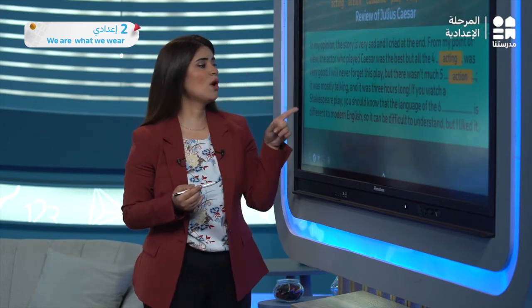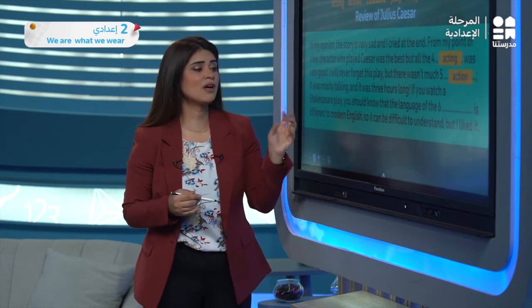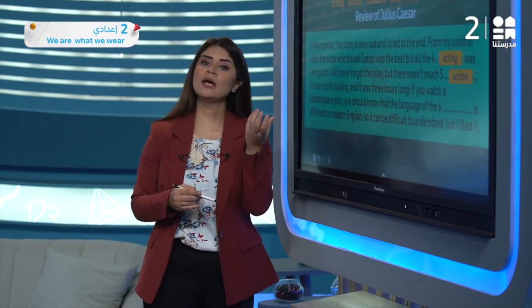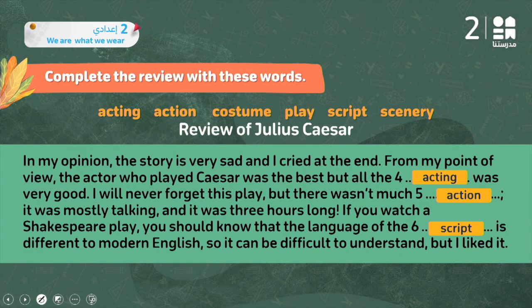Okay. If you watch a Shakespeare play, you should know that the language of the space is different to modern English. So it can be difficult to understand. So here I'm talking about the language of course, the script, النص المسرحي. All the plays written by William Shakespeare somehow are written in Old English أو بكلمات English قديمة شوية, different to the modern English, يعني شوية مختلفة عن الإنجليش اللي احنا بندرسه دلوقتي in modern age. That's why it can be somehow difficult if you don't know the Old English and you are reading the script itself. Okay?